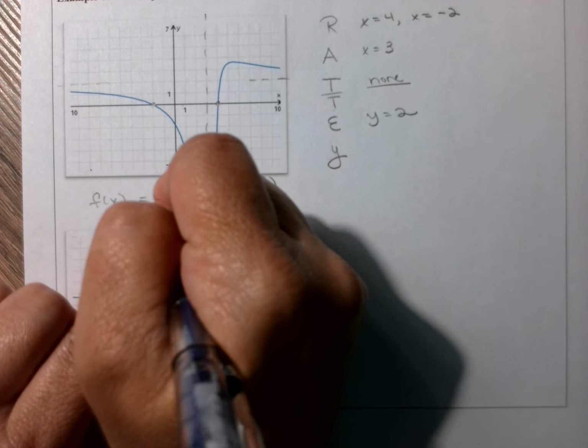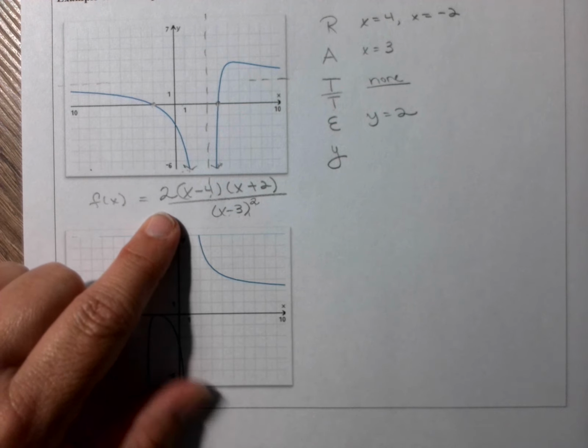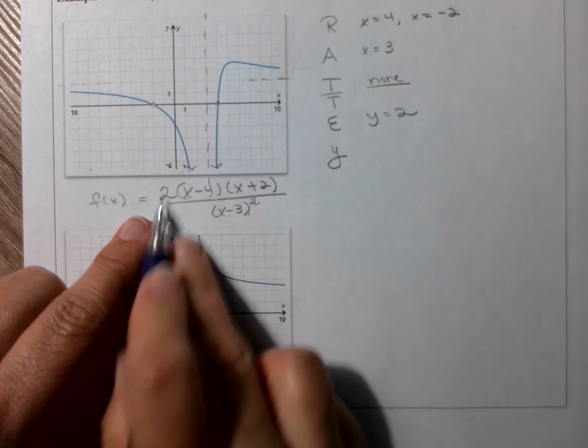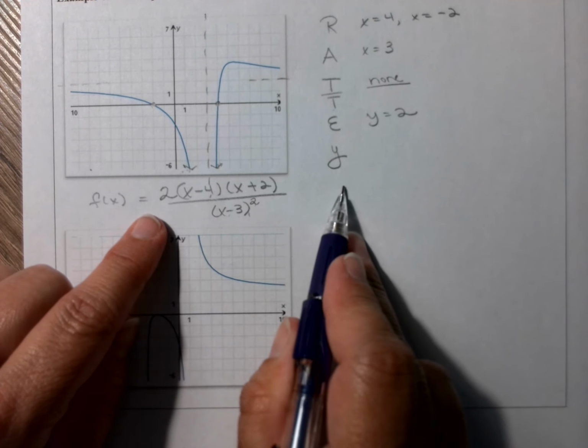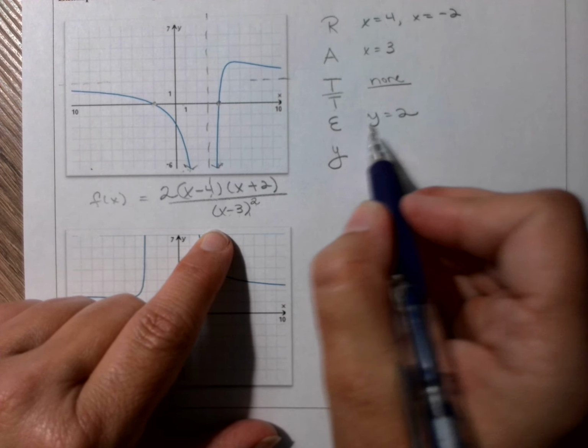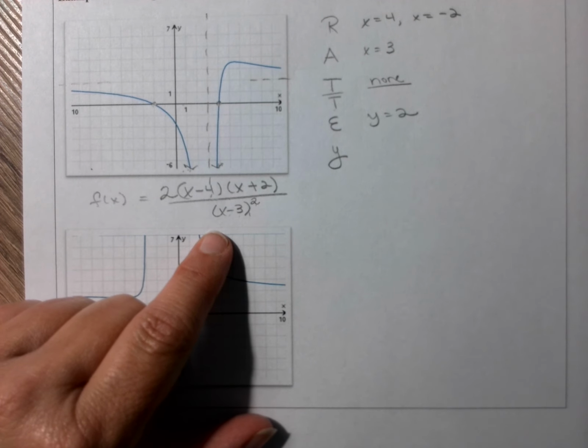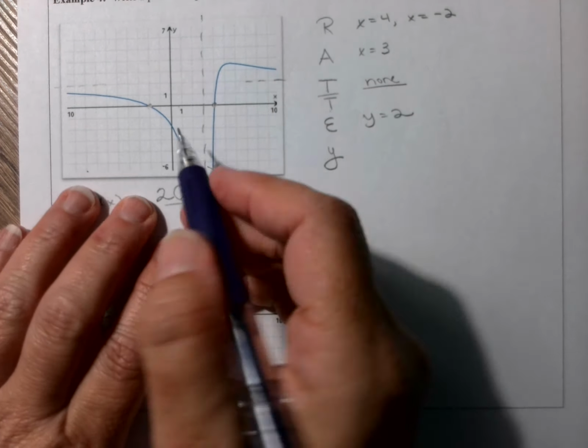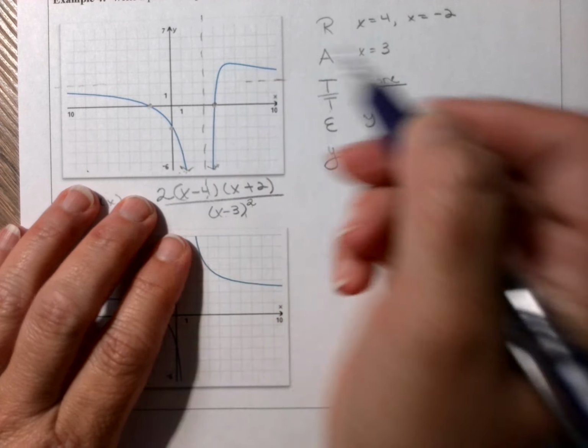That means I'm going to just multiply the numerator by 2. So if I multiplied this out, I would have 2x squared on the top and x squared on the bottom. That would give me a horizontal asymptote of y equals 2. And then my y-intercept is here at -2.